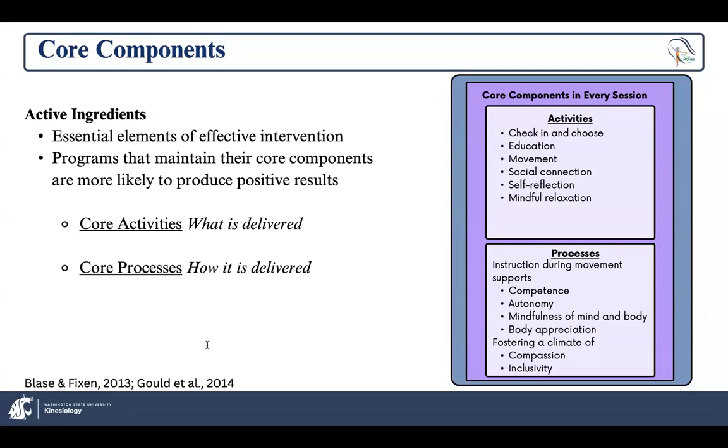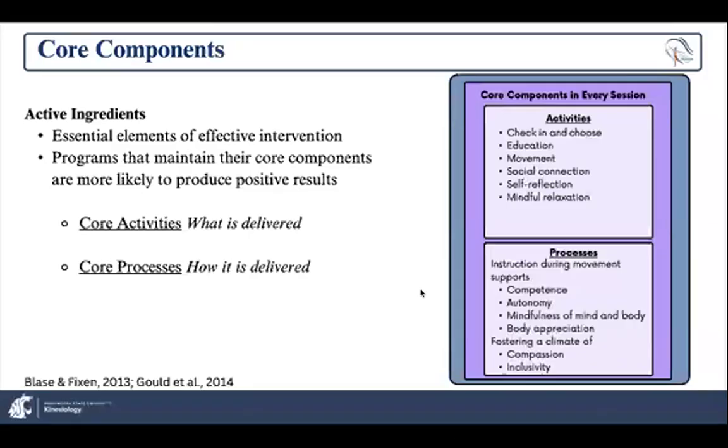These core components include what is delivered. This is referred to as core activities, as well as how it is delivered. And this is referred to as core processes. You can see these all listed on the right. These core activities and processes are the essential components that make up the structure of every session in Find What Moves You. I will go over each of these in detail, starting with the core activities of the program.